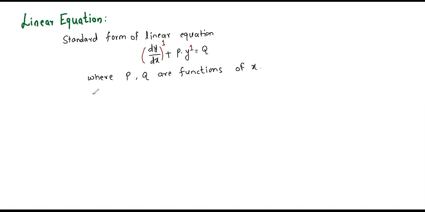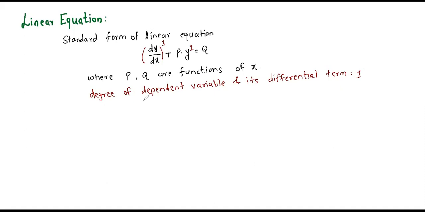So when the degree of the dependent variable and its differential term, what is the degree? It is 1. So when the degree is 1, such type of equations are called linear differential equations. This is the definition. A differential equation is said to be linear if the dependent variable and its differential coefficient are of first degree. That means the degree is 1.